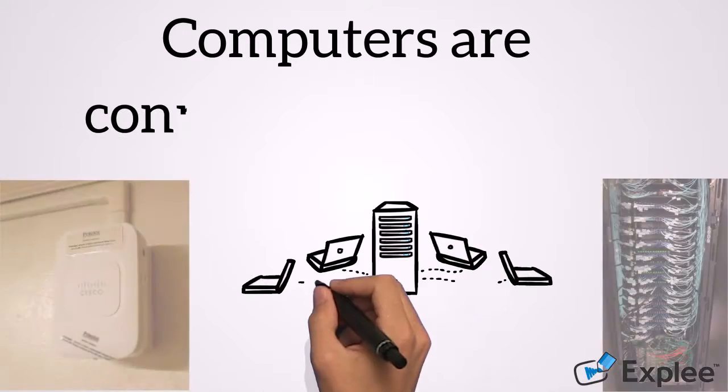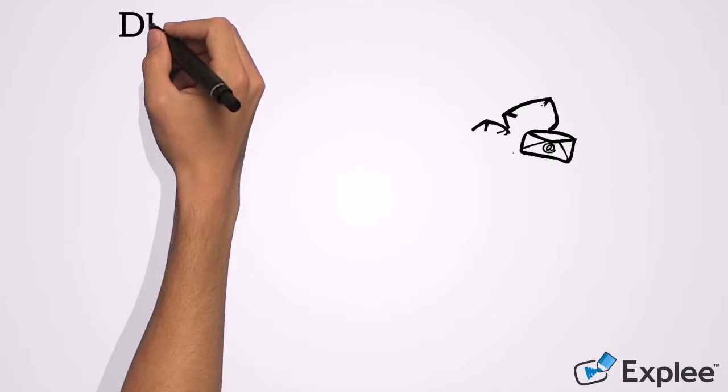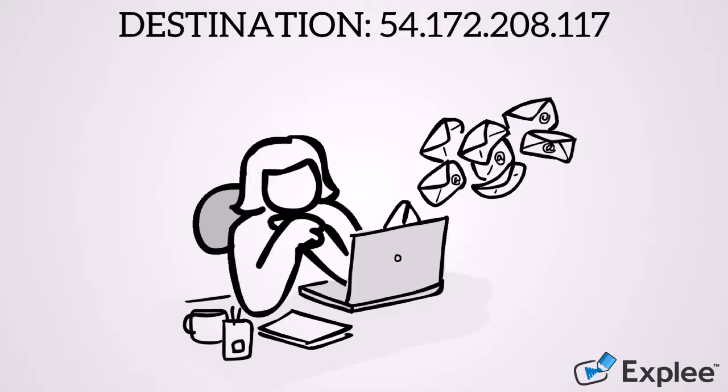You probably know that you connect your phone or laptop or another device to a router. A router, as you might have guessed, is responsible for routing internet traffic. A router connects two devices together and forwards packets based on a final destination. Your device will send a message to the router with a note saying, "Send me to 54.172.208.117." This message is called a packet.